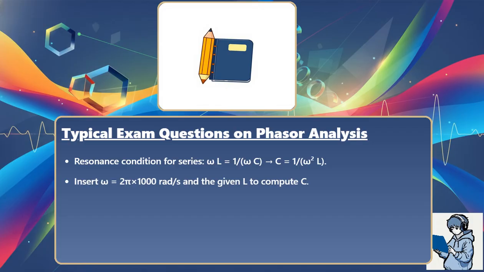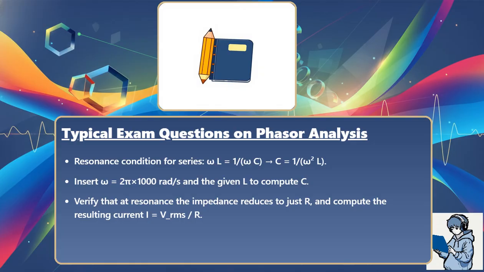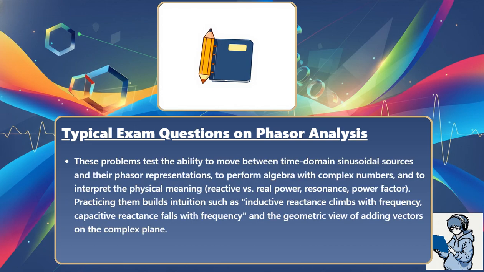Insert omega equals 2 pi times 1000 radians per second, and the given L, to compute C. Verify that at resonance, the impedance reduces to just R, and compute the resulting current, I equals V RMS divided by R. These problems test the ability to move between time-domain sinusoidal sources and their phasor representations, to perform algebra with complex numbers, and to interpret the physical meaning: reactive versus real power, resonance, power factor.